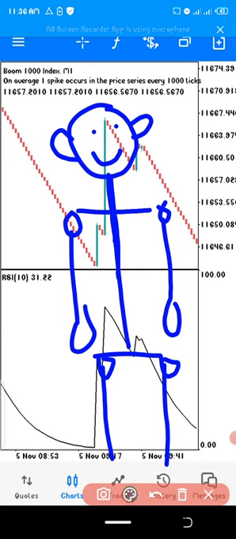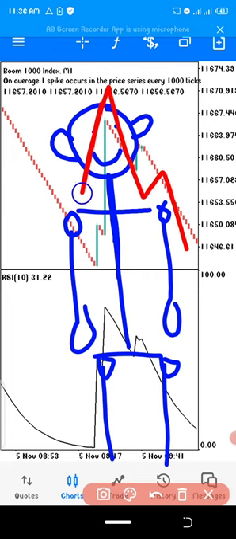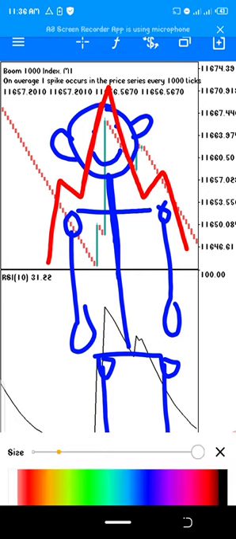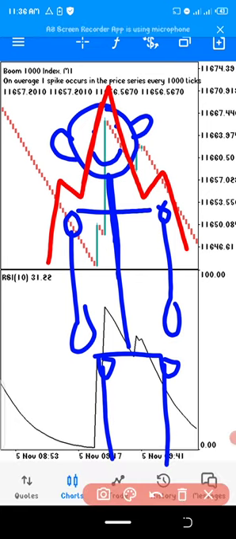Prime has a head. This is the head of prime. And prime has two shoulders. He has the shoulder and he has the shoulder. So we are looking for a way that the market is going to mimic this pattern. So we can see the market mimic this pattern in this way. The market can move like this, and then go up like this, and then go like this.